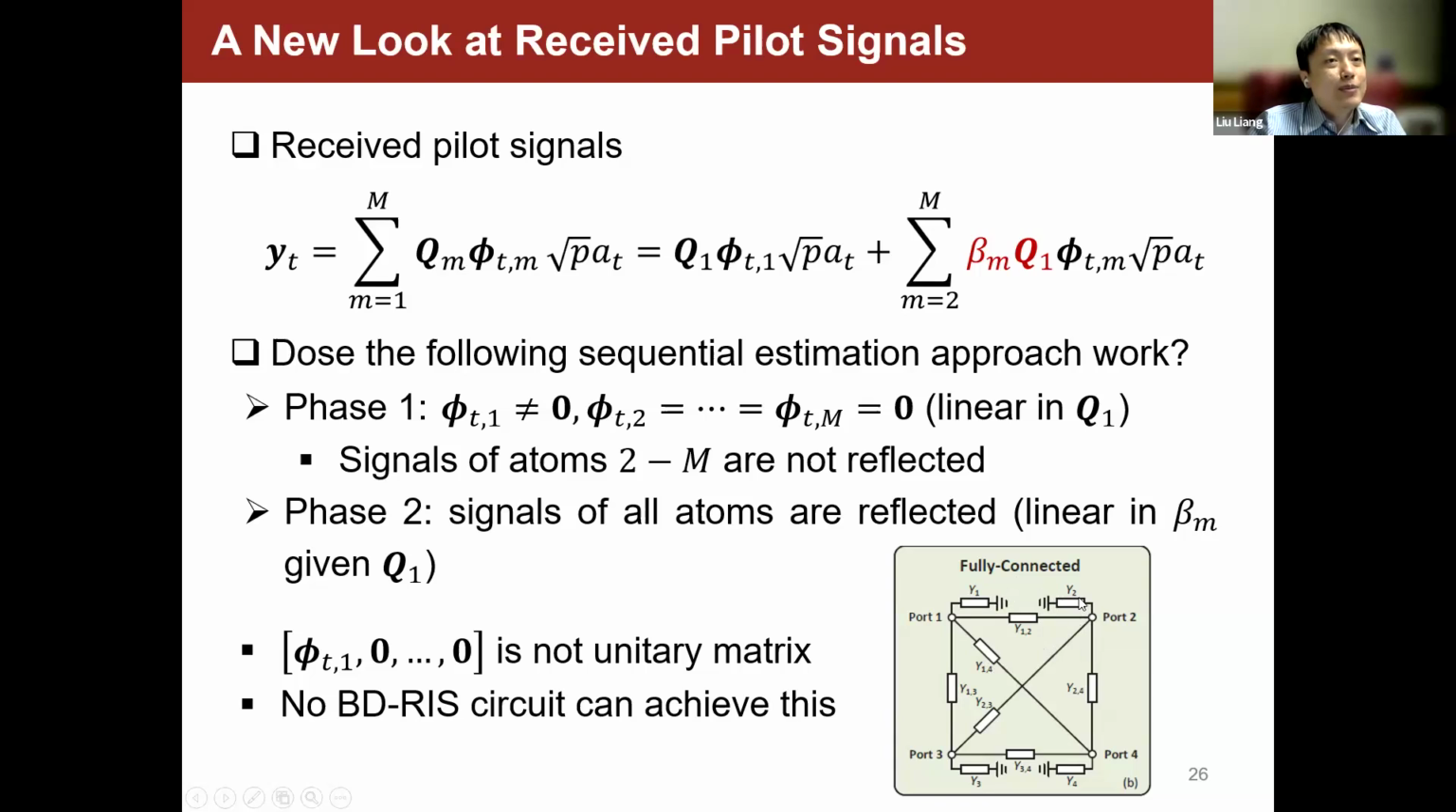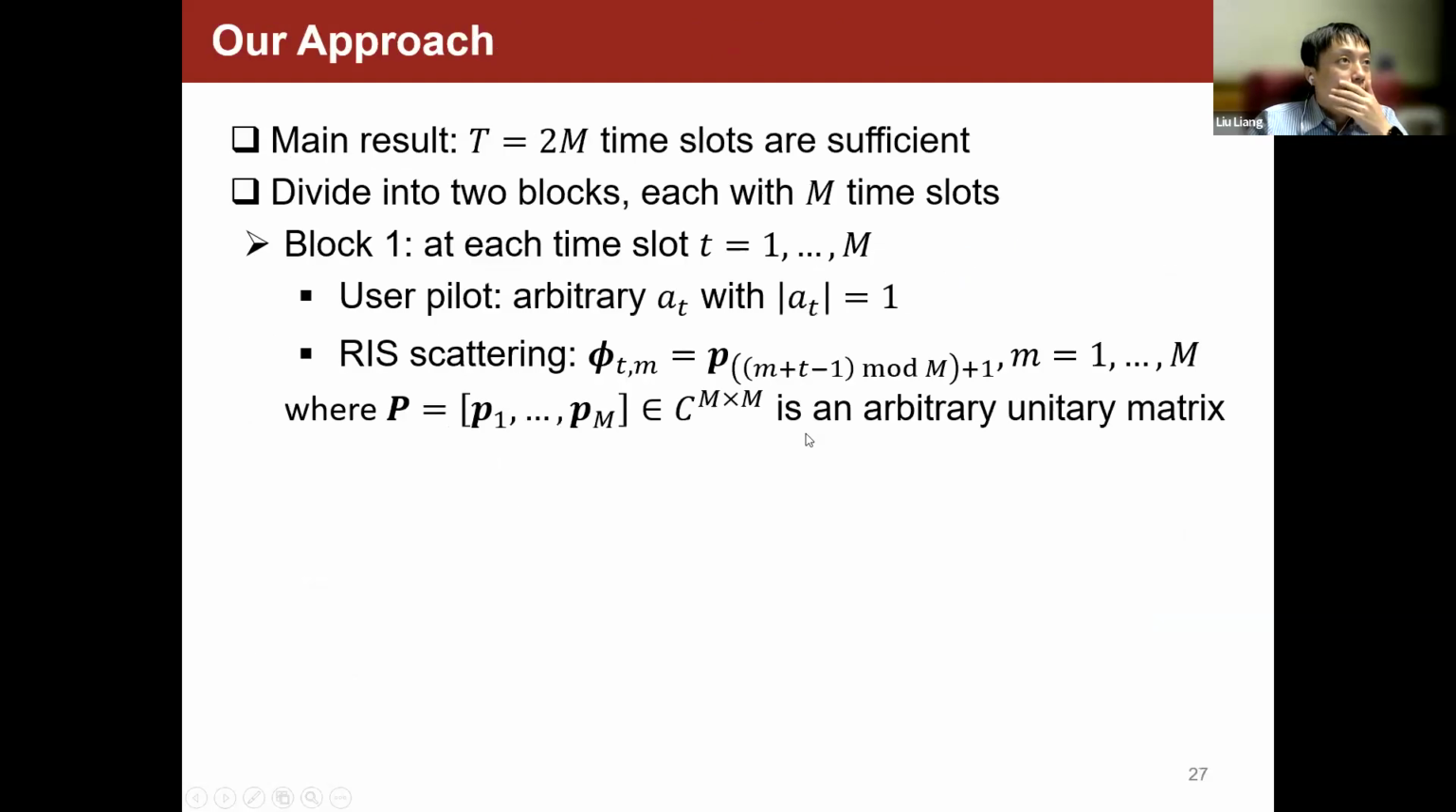If you want to use element 2 to reflect the signal received by element 1, it means that element 2 is already on. Then it can receive the signal, and this signal should be reflected. So if phi t1 is non-zero, it means that phi t2 cannot be non-zero. So due to these interconnected elements, interconnected circuits, you cannot use this sequential estimation approach to separate the estimation of Q1 and beta m. We have to estimate them jointly. So what we are doing is quite interesting.